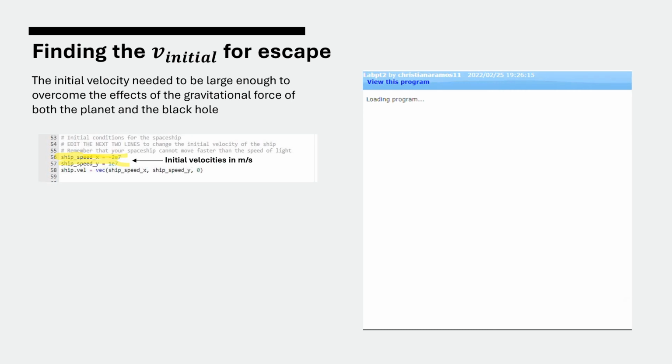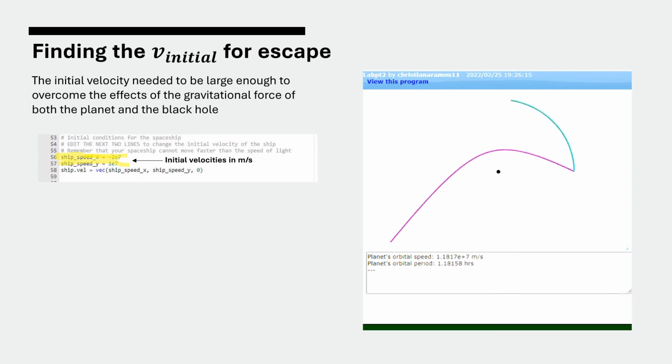So, finding the initial velocity for escape. The initial velocity needs to be large enough to overcome the effects of the gravitational force of both the planet and the black hole. Because there's no net force pushing the ship away from the planet or the black hole, this initial velocity is the only thing going for it, and it needs to push it away from the planet and the black hole, so it needs to be high enough to do that. On the left, you have the two initial velocities, and on the right-hand side, we have the simulation of the ship leaving the gravitation of the planet and the black hole, both of them.